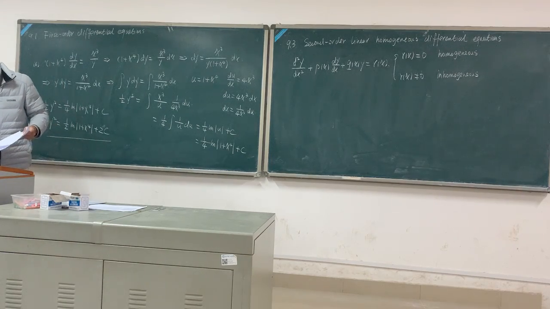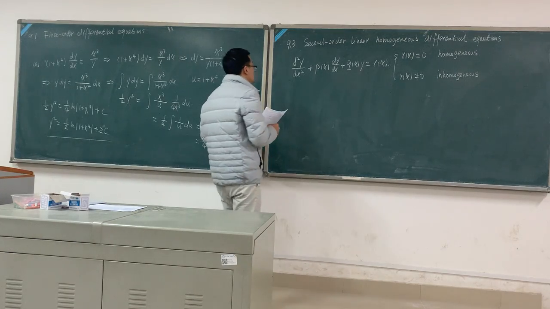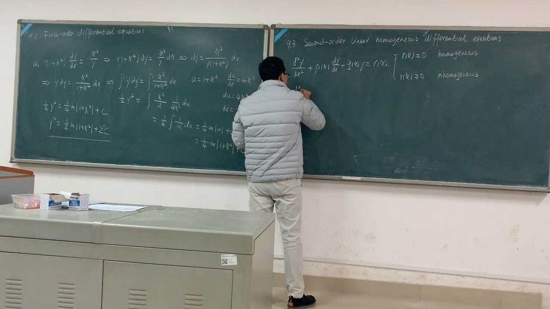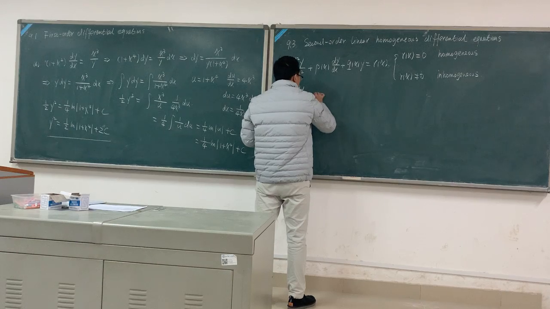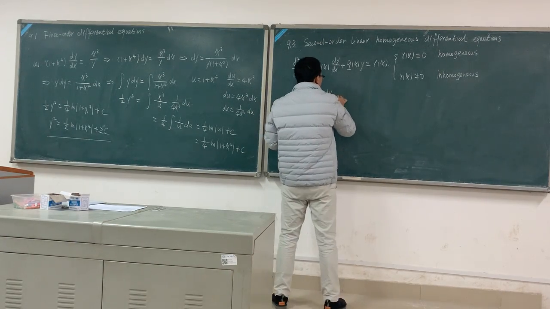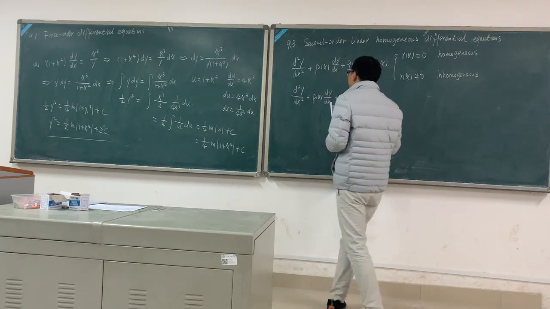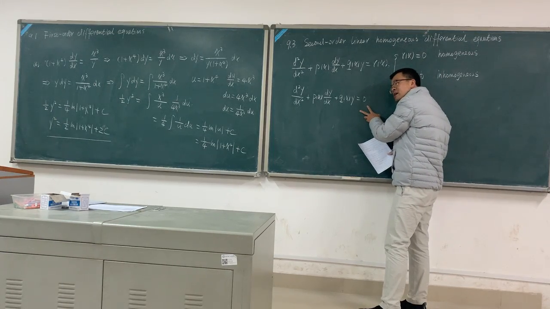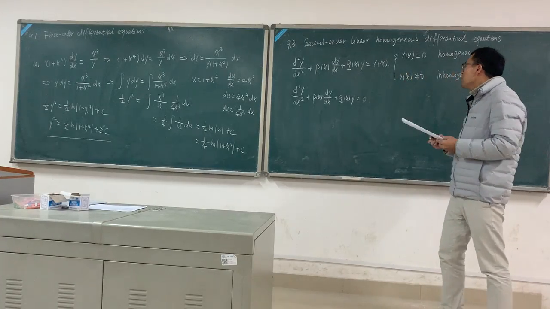And actually we just focus on the homogeneous case. So d²y/dx² plus p(x) dy/dx plus q(x)y equal to 0. Okay, we just focus on this case, the homogeneous case.